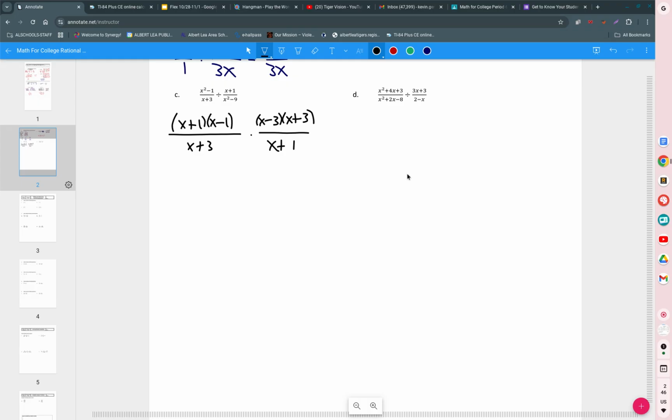Okay, I multiply by the reciprocal. Notice that as you do that, we have the x plus 1's reduced and the x plus 3 is reduced. So I get x minus 1 times x minus 3.